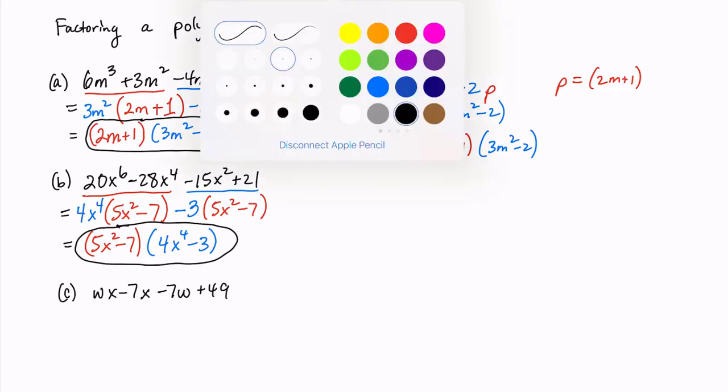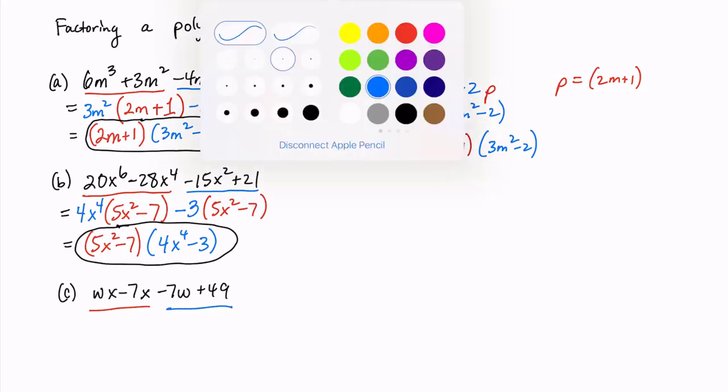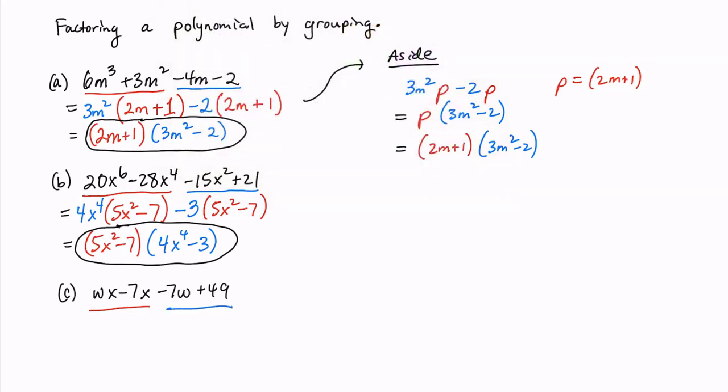Last one. Similar idea. Group the first two. Group the second two. Why don't we work a little bit faster? x times the quantity w minus 7. Once again, check with the distributive property. Now we have what? What do these two terms have in common? How about a negative 7? And then what do we have left? W.